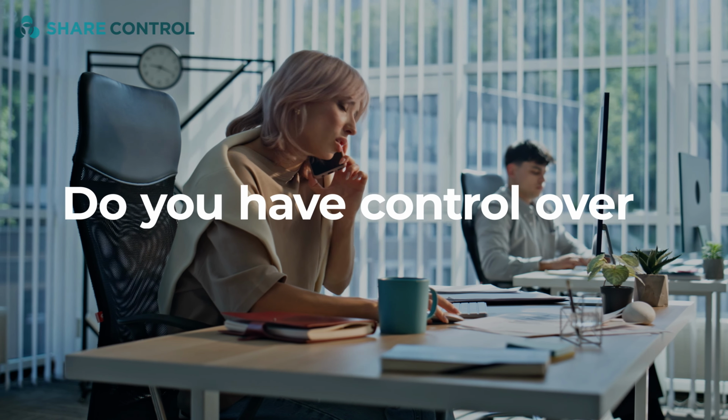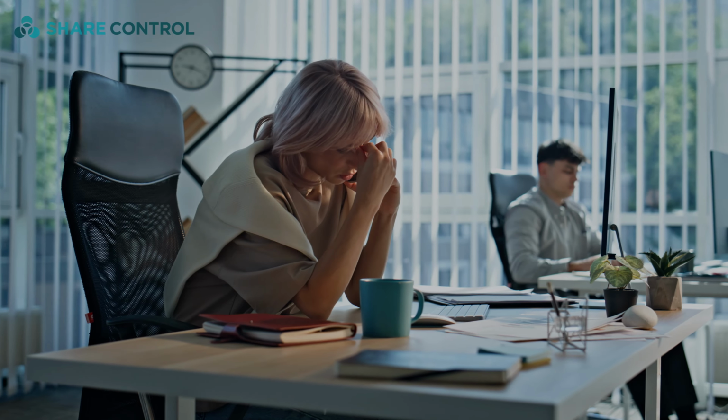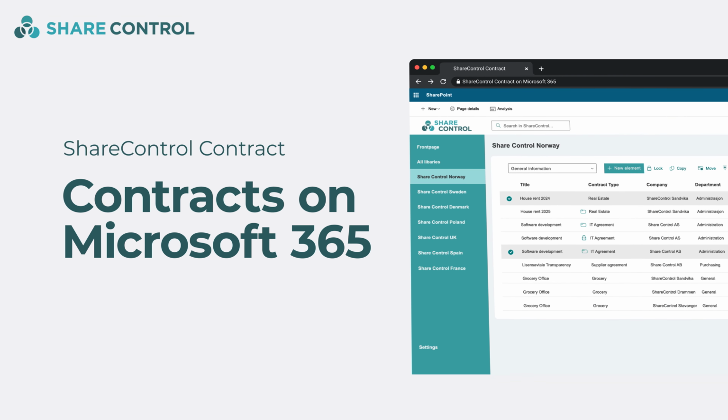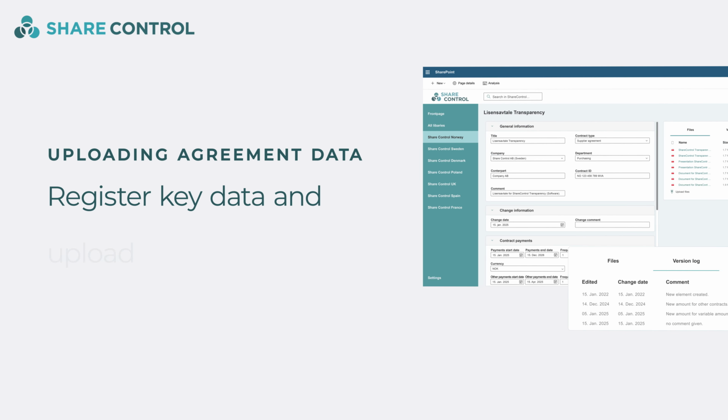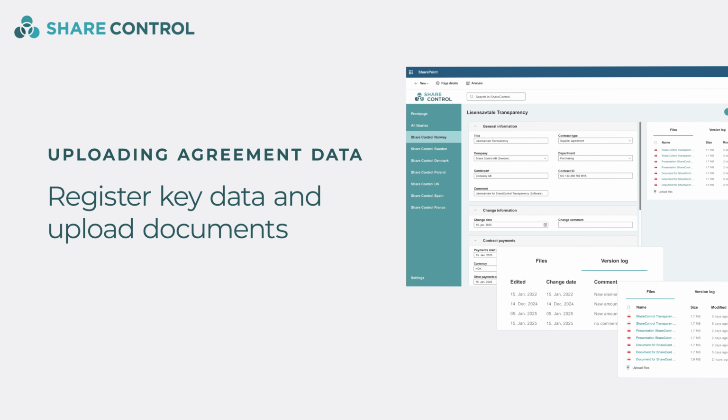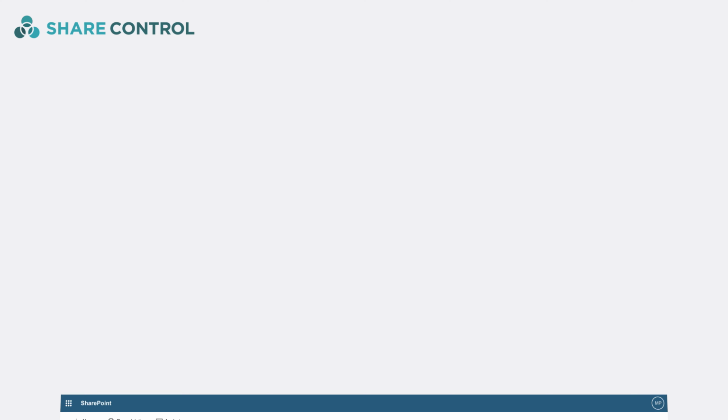Do you spend a lot of time searching for contracts hidden in various folders in different locations? Meet ShareControl Contract, a contract management system for Microsoft 365. The system makes it easy to register key contract data such as contract type, counterparty, payments, documents, and more.